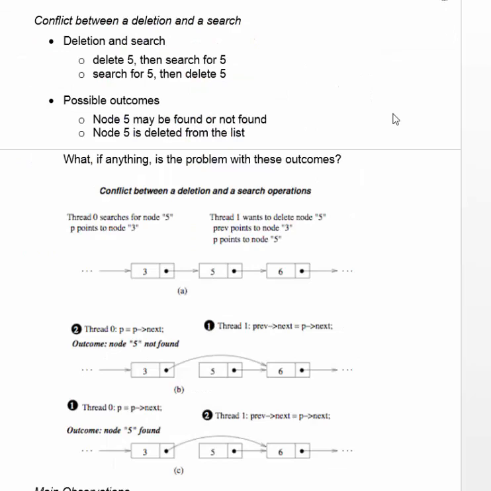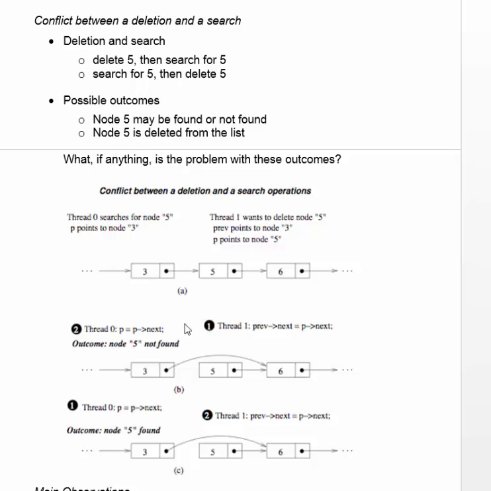The next situation is conflict between a deletion and a search. The first thing we want to do, the first thread or the 0th thread, deletes 5, then searches for 5. And then suppose that one thread deletes 5 while another thread is searching for 5, or that the 0th thread is searching for 5 while the other thread is deleting 5. In this case, there are a couple of possible outcomes. Node 5 may or may not be found, depending upon whether the deletion happens before it's found. And then the other possibility, actually which should happen, is that node 5 is deleted from the list.